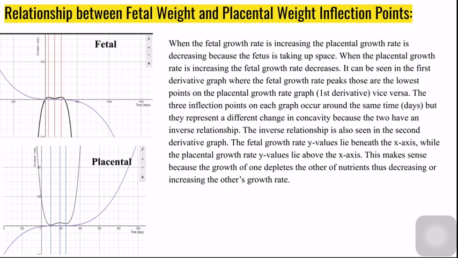These inflection points on each graph occur around the same time in days, but they represent a different change in concavity because the two have an inverse relationship. The inverse relationship is also seen in the second derivative graph. The fetal growth rate y values lie beneath the x-axis, while the placenta growth rate y values lie above the x-axis. This makes sense because the growth of one depletes the other of nutrients, thus decreasing and or increasing the other's growth rate.